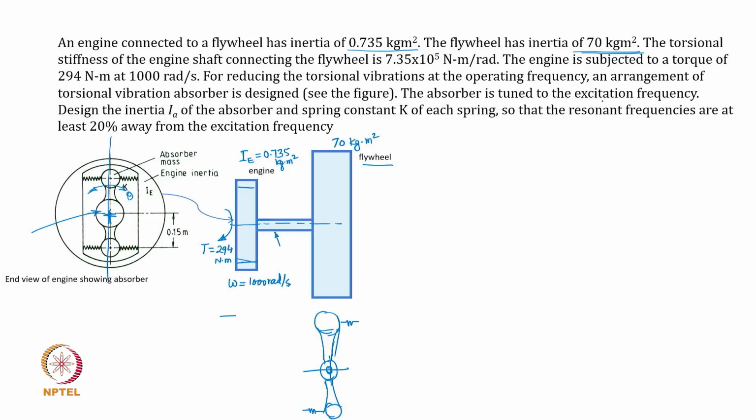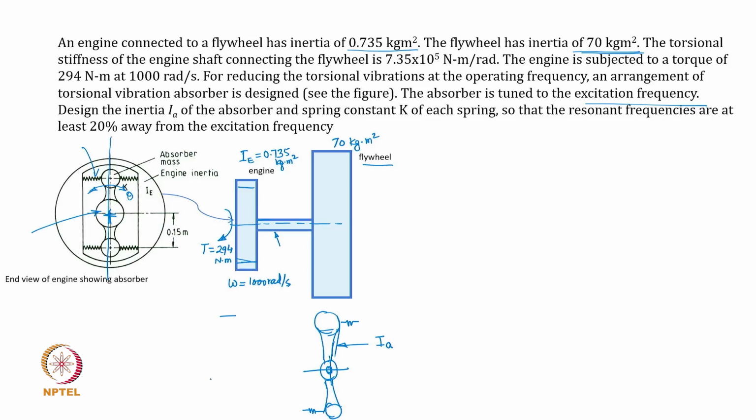The absorber is tuned to the excitation frequency, and you are supposed to design the inertia of the absorber. That means you are supposed to find out what should be the value of mass moment of inertia of this absorber that we should have, and what should be the spring rate of these four springs, so that the resonance frequencies are at least 20% away from the excitation frequency.